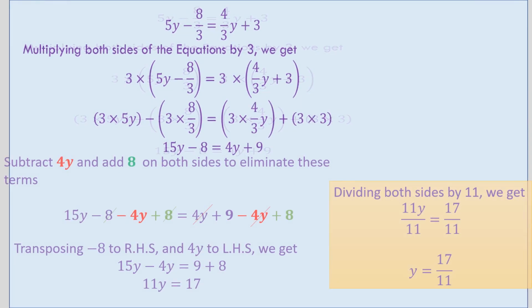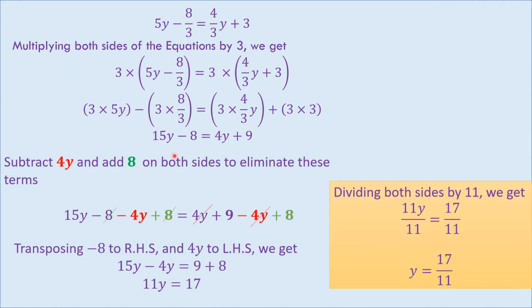Now, to group all the y terms on the LHS and all the constants on the RHS, we can subtract 4y on both sides, and further add 8, so we can eliminate the 4y on the right side and 8 on the left side. It is similar to transposing the terms from left to right and from right to left.